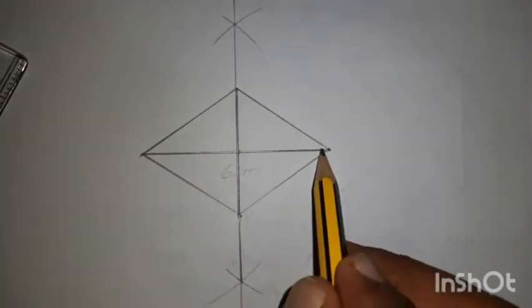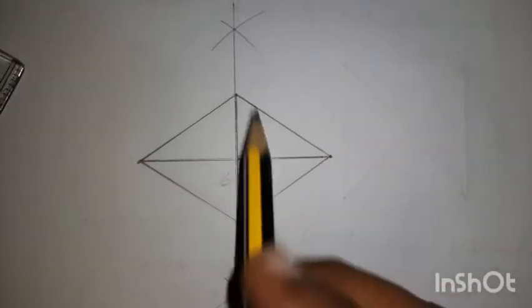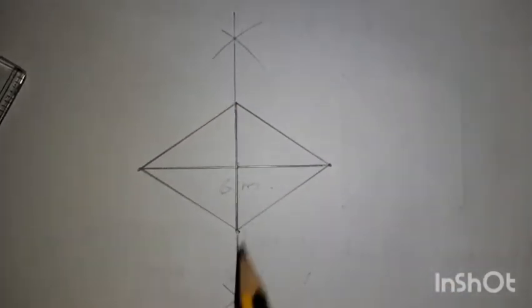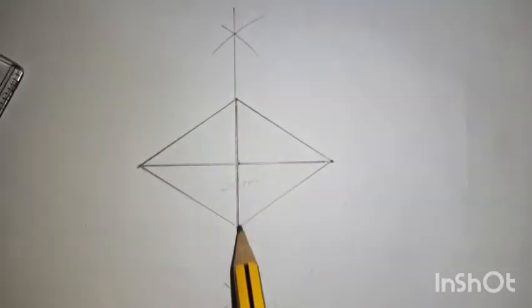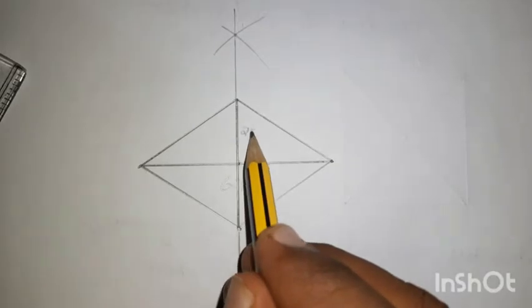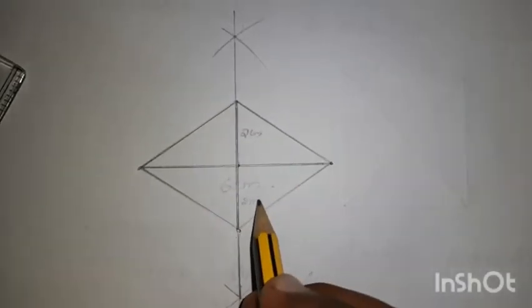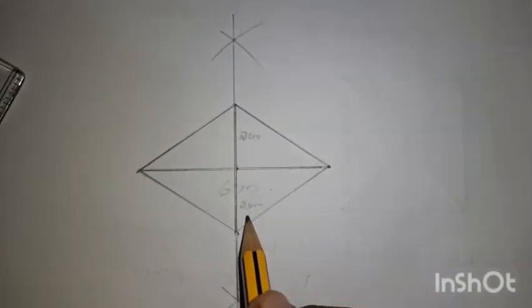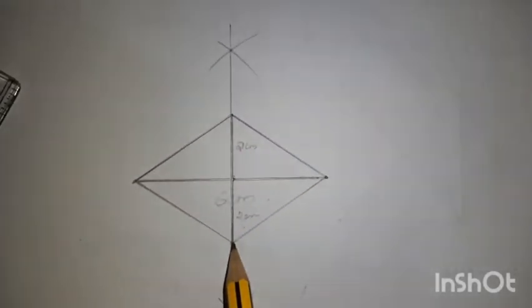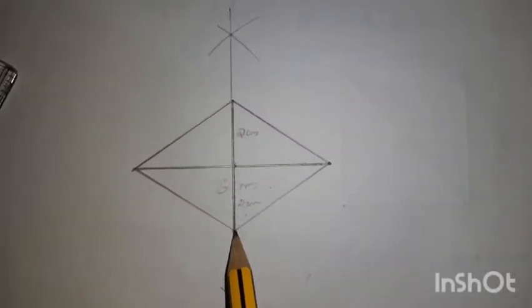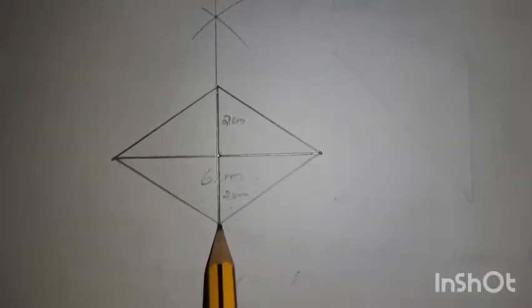A 6 centimeter line first, then draw the bisector, then from this midpoint 2 centimeter away, here also 2 centimeter. Together it is how much? 4 centimeter. So with two diagonals of 6 centimeter and 4 centimeter, we are drawing the rhombus.